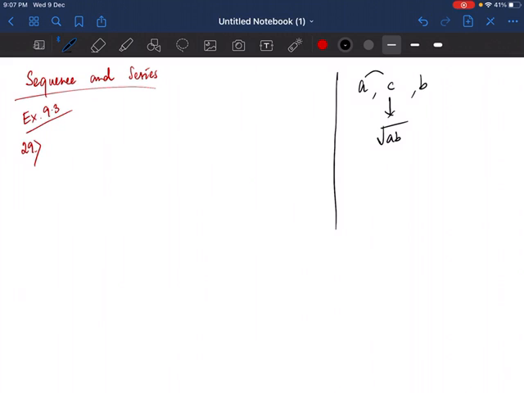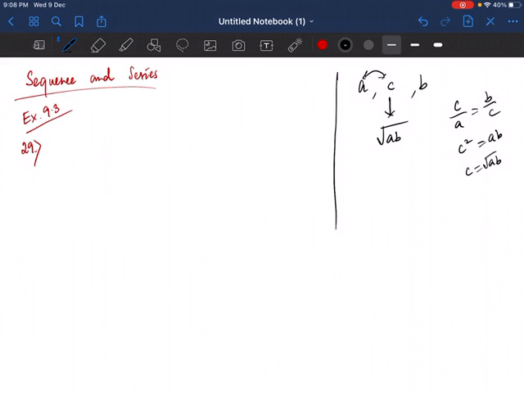So what is the common ratio? If I pick these two numbers, the common ratio is C by A, and that will be equal to B by C. That is the same common ratio, B by C. So what do you get? If you do the cross multiply, you get C square is equal to AB. So C becomes root over AB. So this C is nothing but the geometric mean of A and B, right?